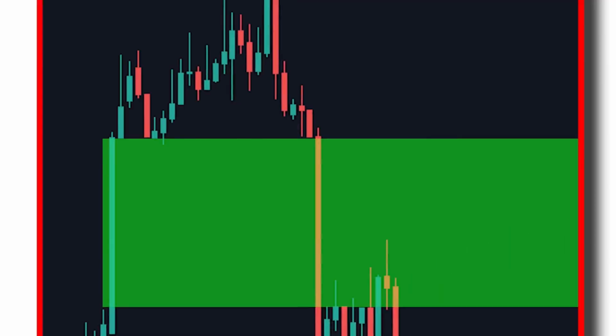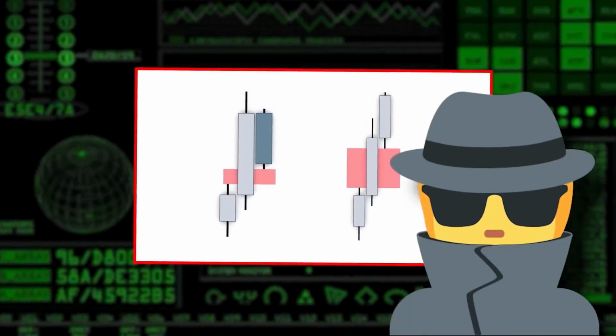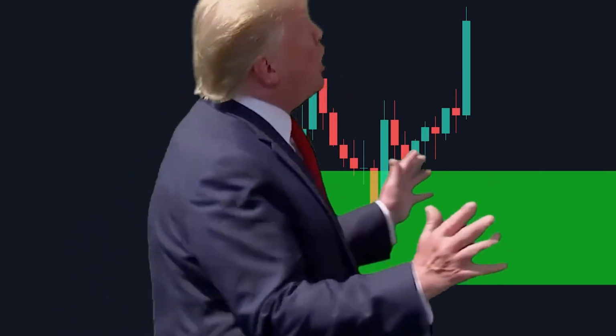Why did one gap fail? There's a unique method. I use a hidden technique to validate fair value gaps. Add this to your strategy. You'll see instant improvements. Your fair value gaps will gain much higher accuracy.